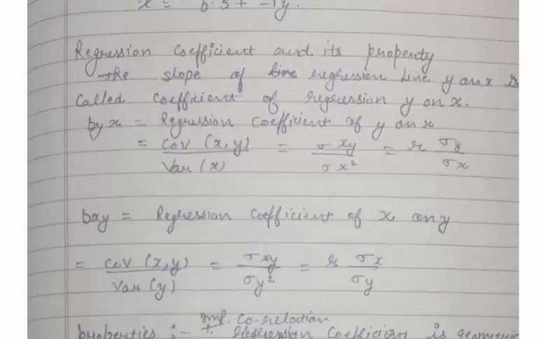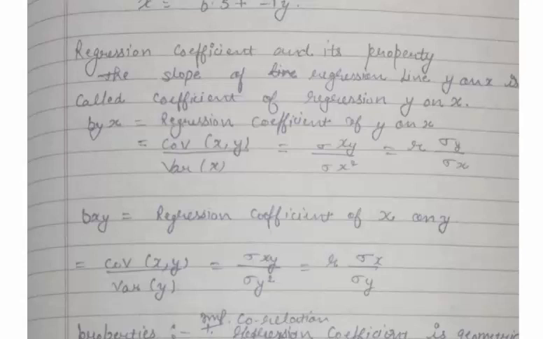Now we discuss the regression coefficient and its different properties. The slope of regression line y on x is called the regression coefficient of y on x. So if we have a regression line y on x and if we find the slope of that regression line, that slope is known as the regression coefficient of y on x. Similarly, if we have the regression line x on y, then the slope of regression line x on y is the coefficient of regression x on y.